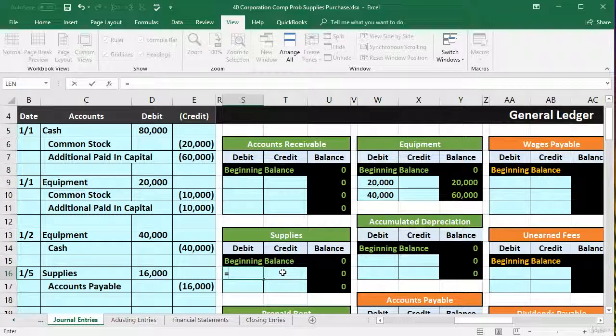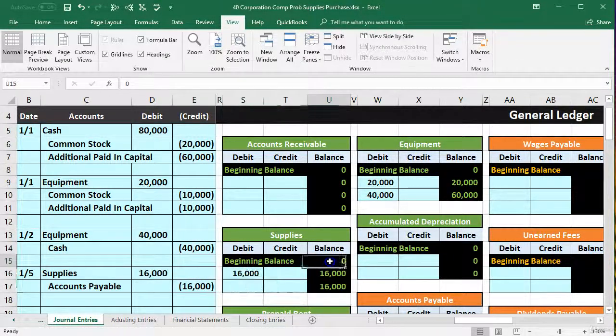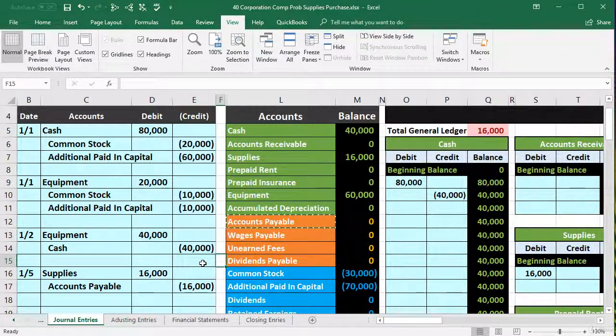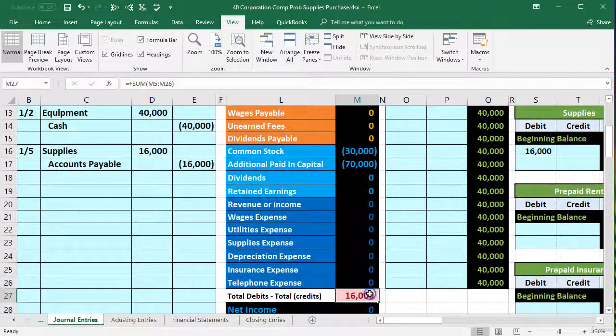I'm going to say equals and point to this 16 and enter, bringing the zero balance up by 16 to 16. If we scroll just to the right, or put our cursor just to the left, I should say, of the frozen panes and scroll right, we'll pop back over here and we'll see that that supplies account has now gone up and we're out of balance by the 16.